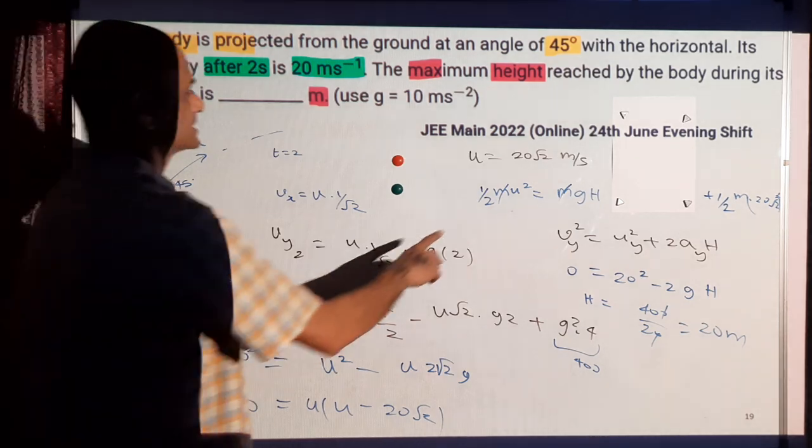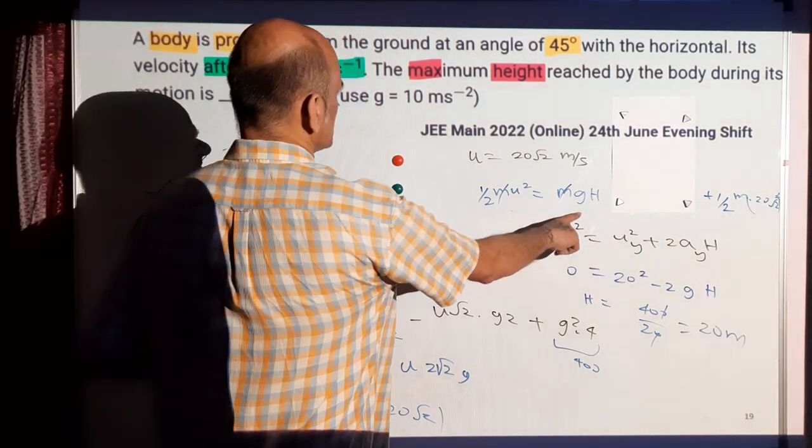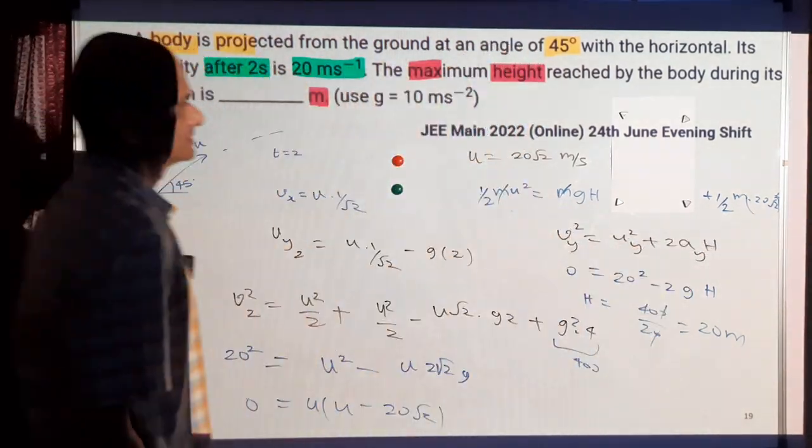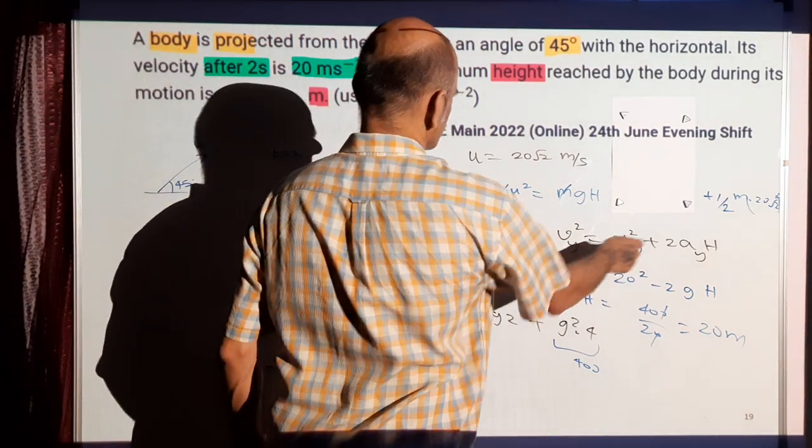In energy conservation, the initial energy is half m u square, and the final energy is mgh plus the x component kinetic energy. That also has to be included. That is the same as this equation.